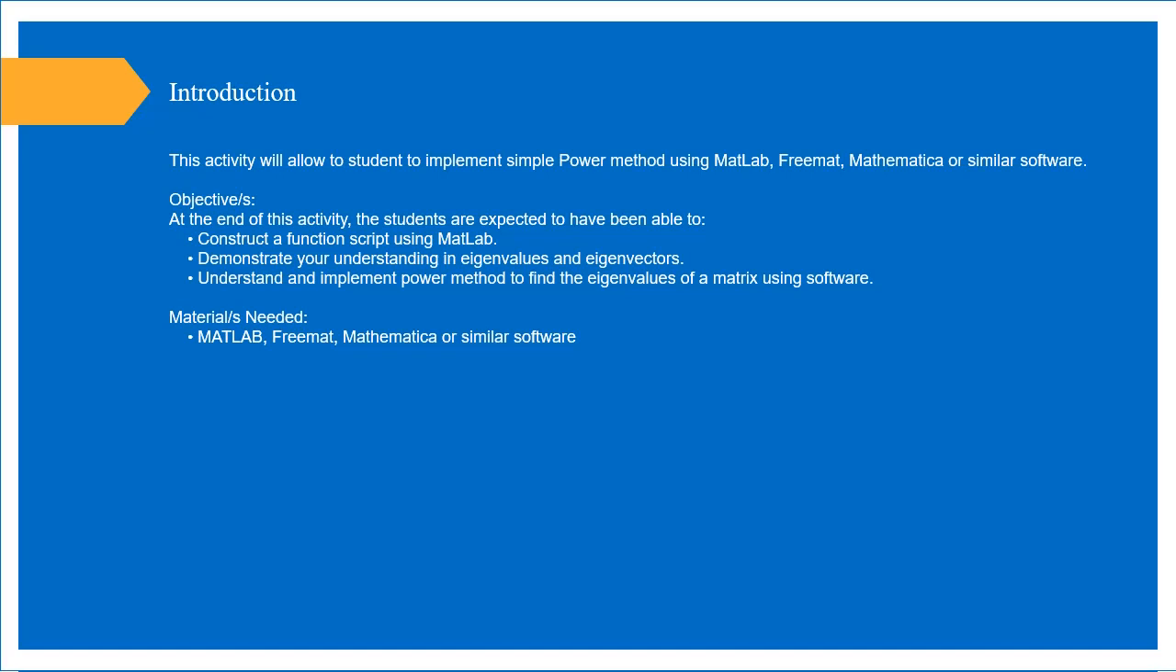The objectives of our laboratory experiment are to construct a function using MATLAB, demonstrate our understanding of eigenvalues and eigenvectors, and understand and implement the power method to find the eigenvalues of a matrix using software. Materials needed are MATLAB, Freemat, Mathematica, or similar software.